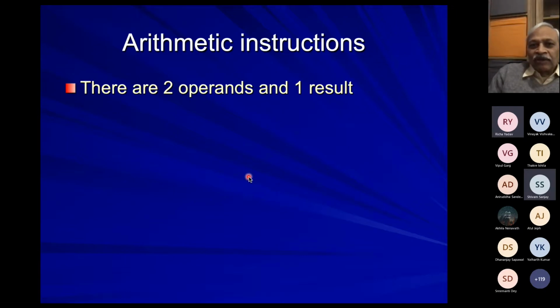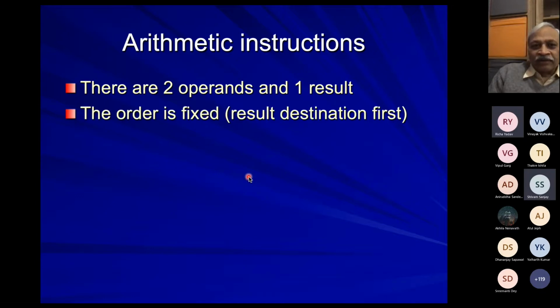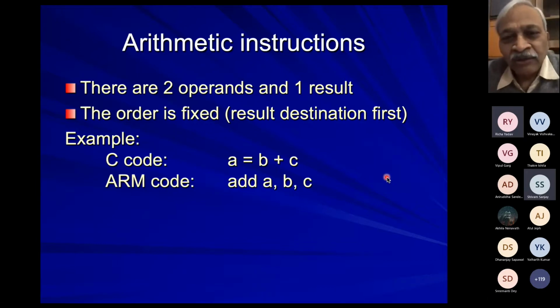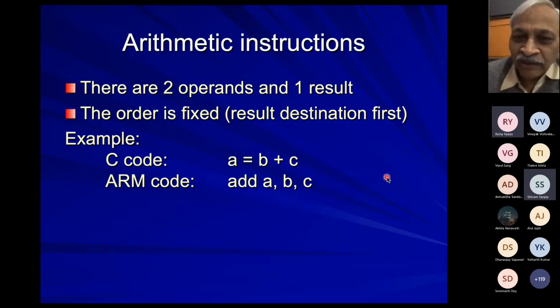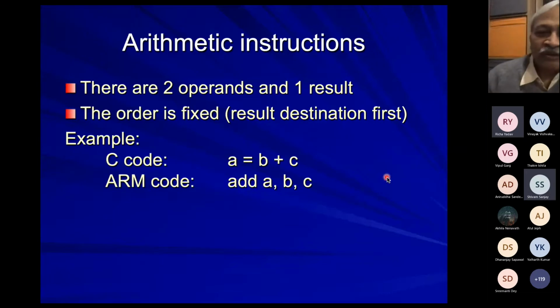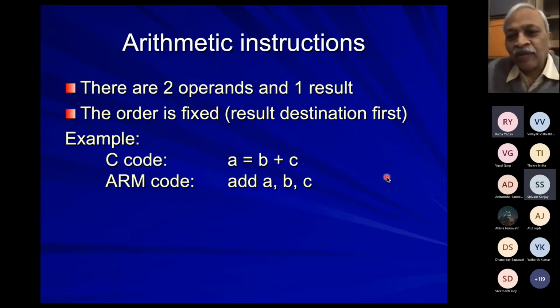Typically you think of arithmetic operations where you take two operands and produce one result. In the instruction, the order is fixed. In case of an ARM instruction, this is how you write. Suppose you wanted to perform addition of two numbers, and you want to say A gets B plus C. In the assembly language of ARM and also many other machines, you would say add A, B, C. Add is the operation you are trying to do, and the order A, B, C is important. In this case, the first one is the destination, and the other two are the operands. For addition, you can interchange B and C. That doesn't matter. But if you're doing subtraction, then you can't. So it depends whether the operation is commutative or not.